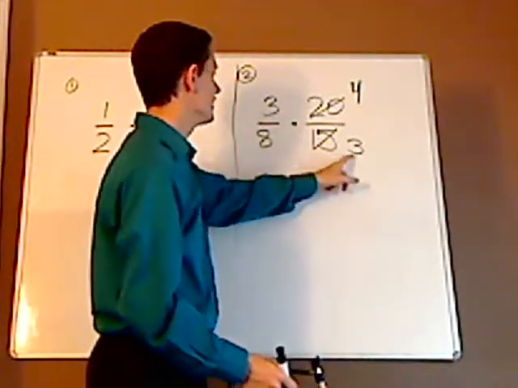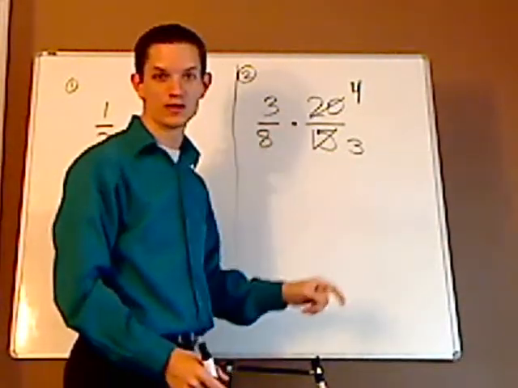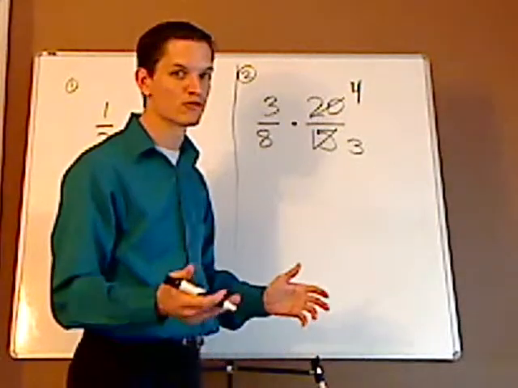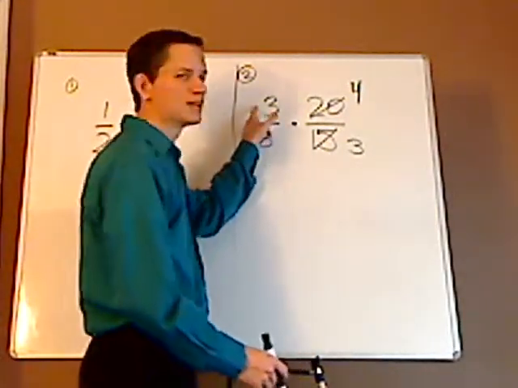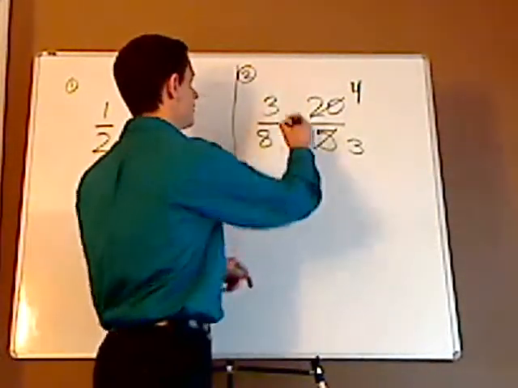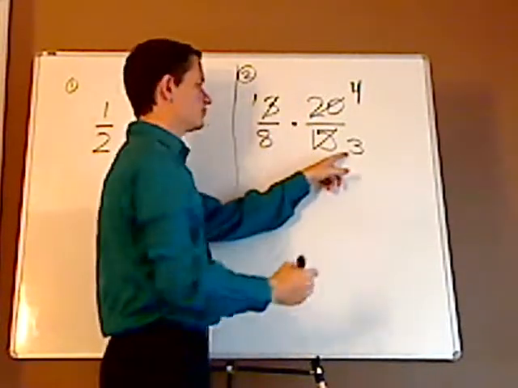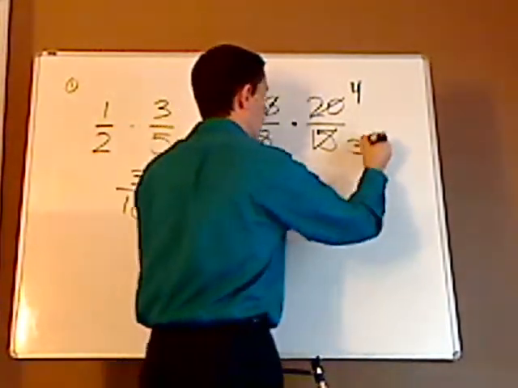Now, I can also do it diagonally. I noticed right off the bat that the 3's, right, have what in common? Yes, 3. So, how many times does 3 go into 3? Once. How many times does 3 go into 3? Once.